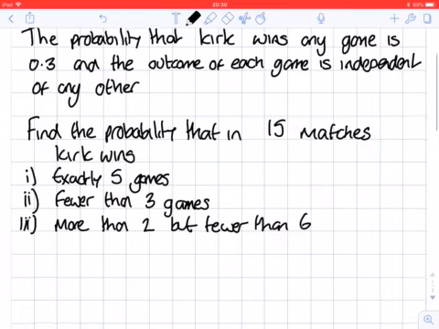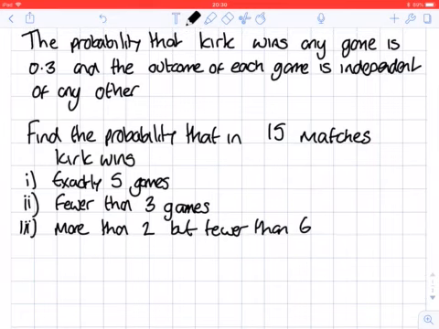So the second you hear these phrases, probability of someone winning, i.e. a success, and that each game is independent, you should start thinking about binomial distribution. Find the probability that in 15 matches, Kirk wins exactly 5 games, fewer than 3 games, more than 2 but fewer than 6. So we can see there we've got our probabilities kind of mulling over in our heads.